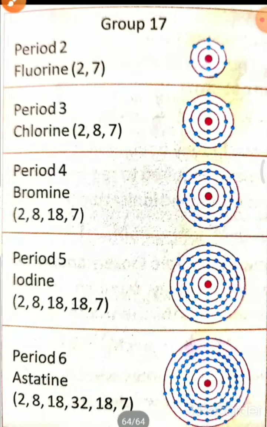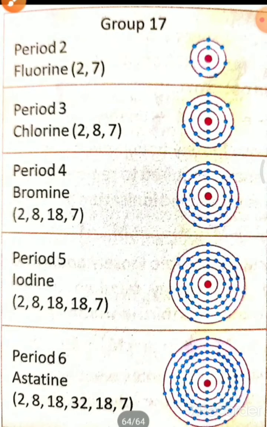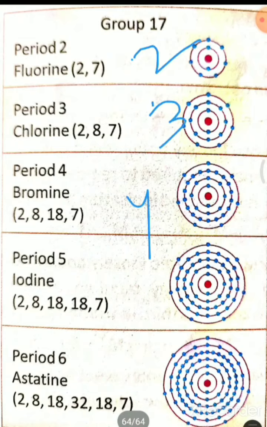The number of shells is 3, but the number of valence electrons increases in each step by 1. But in the group, the number of shells increases by one in each period. See here 2 shells, but here 3, here 4, like this. But the number of valence electrons remains the same, that is 7. So that's why atomic size gradually decreases from left to right.